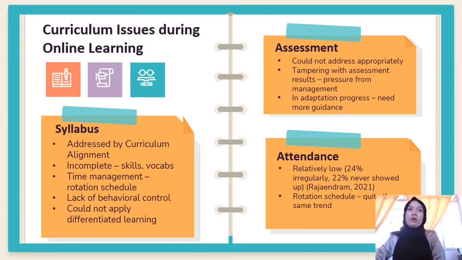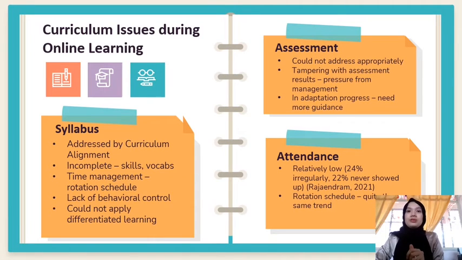Now, moving on to the curriculum issues during online learning. There are many issues, and I have classified the problems into three main ideas, which are the syllabus, the assessment, and the attendance, as we can see from the slides. As regards the first, as e-learning had to be started almost immediately without prior knowledge and practices, all parties, especially students and teachers, are struggling to navigate themselves in the new education norm.